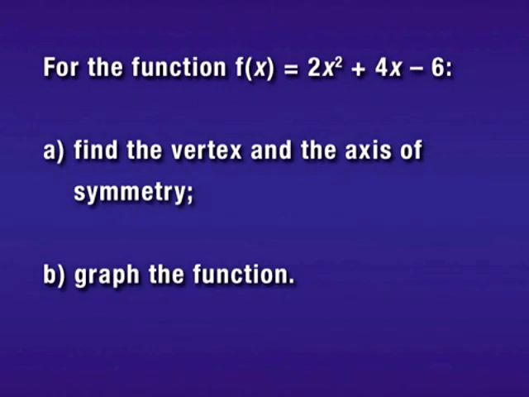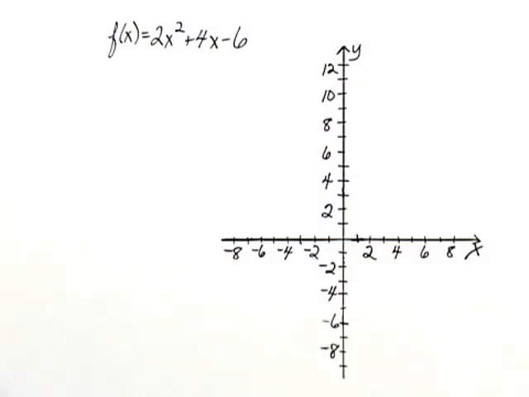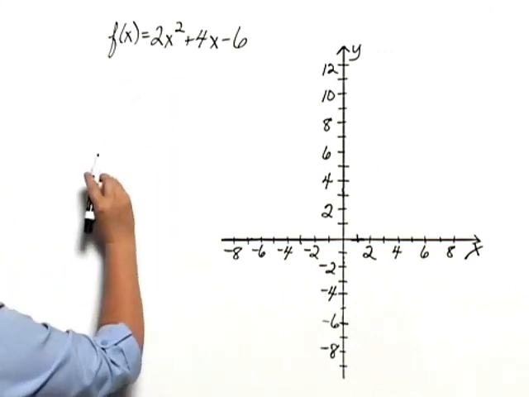For the function f of x equals 2x squared plus 4x minus 6, A, find the vertex and the axis of symmetry, and B, graph the function. We'll start by finding the vertex and the axis of symmetry. To do that, we're going to complete the square.